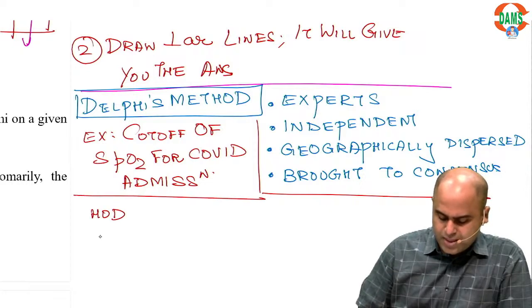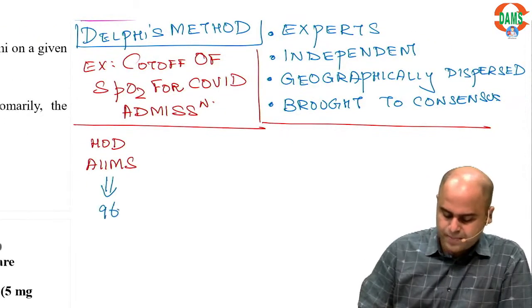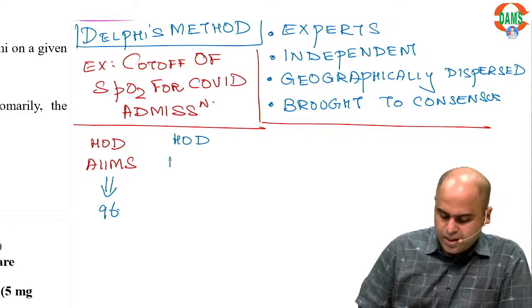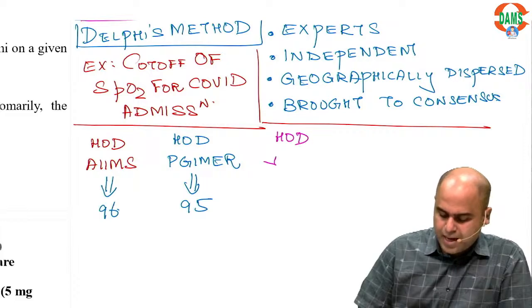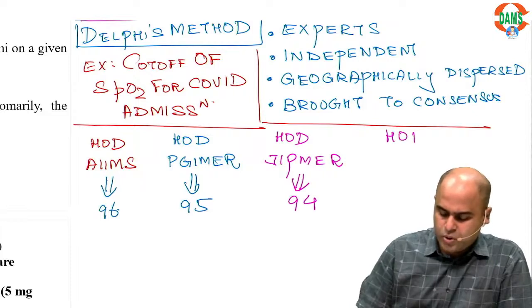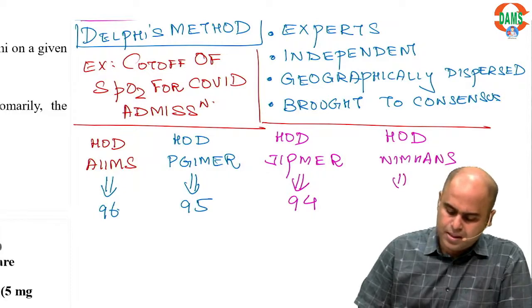I go to the HOD sir of medicine at AIIMS and ask him what is the cutoff. Sir says 96. I go to the HOD sir at PGIMER Chandigarh. Sir says 95. I go to the HOD madam at JIPMER. Madam says 94. I go to the HOD madam at NIMHANS. Madam says 94 to 96, anything will work.